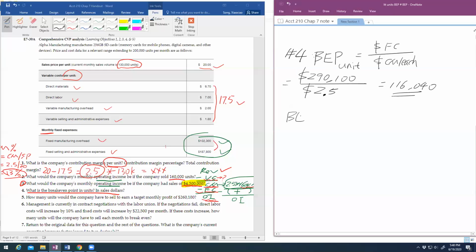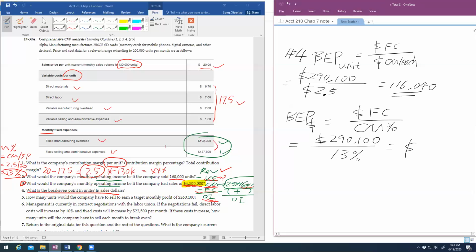Or we said the break-even point in dollar amount will be your fixed cost divided by your contribution margin percentage, right? So fixed cost is still 290,100, and for our contribution margin percentage, the solution rounded it to 13%, so I will just go with 13%, so you will not be confused when you read the solution. Your numbers will definitely be different from this number. If you do this, you will get the dollar amount.